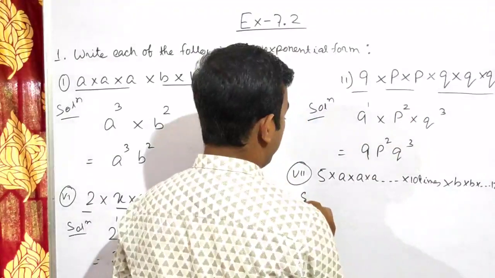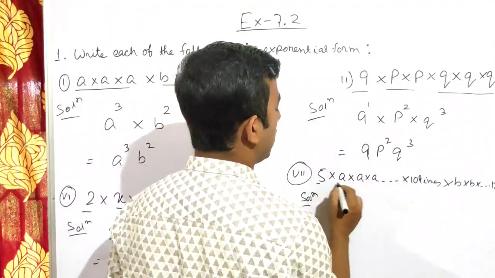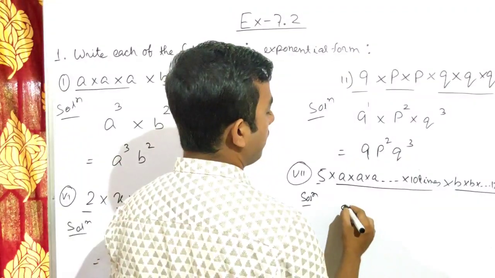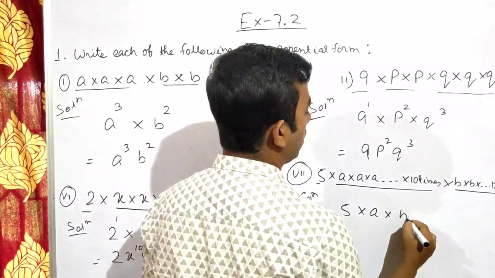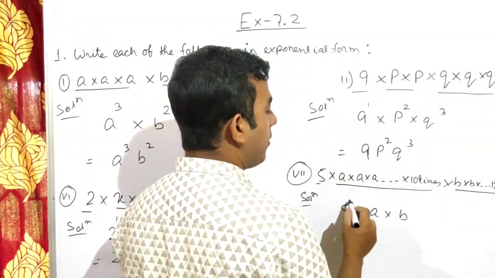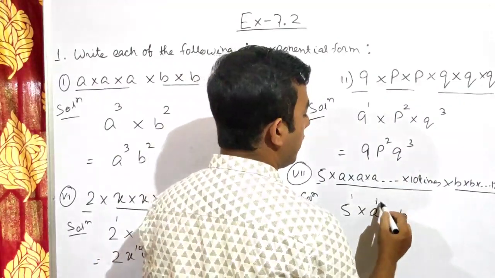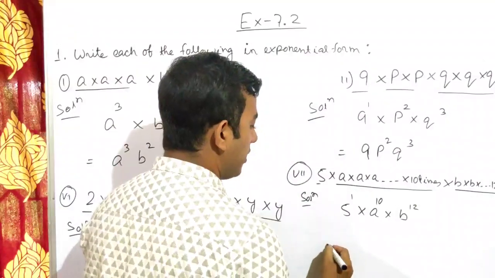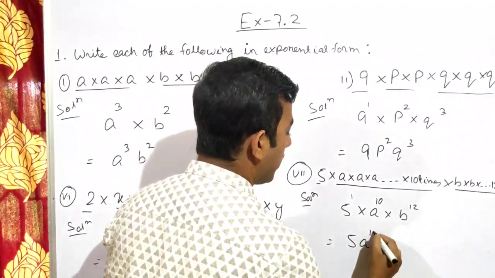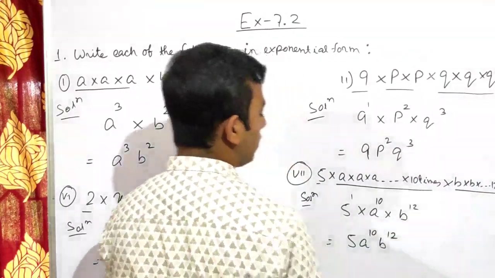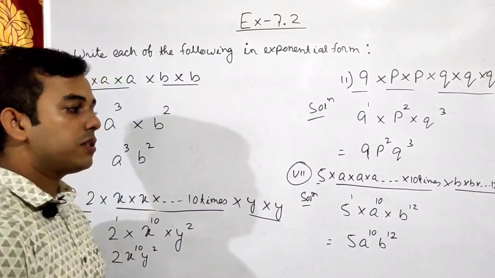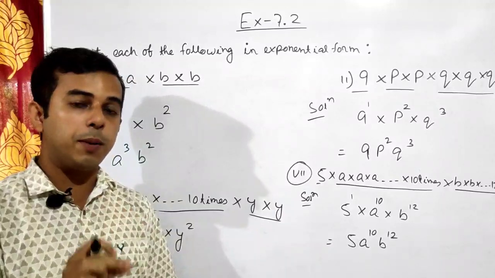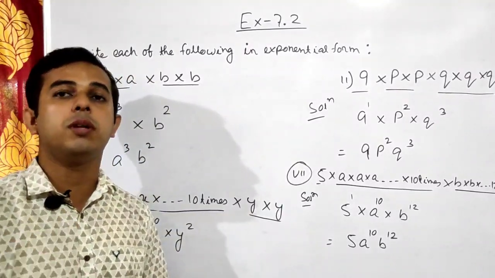Okay, so here which three numbers are multiplied? First one is 5, second one is a 10 times, third one is b 12 times. So first we'll write here 5 into a into b. Here 5 is multiplied how many times? 1 time. A is multiplied how many times? 10 times. B is multiplied how many times? 12 times. Clear? So we'll write it like this: 5 a to the power 10 b to the power 12. I hope this is clear to you, right? How to express a number in the exponential form. Very easy. Just put the number which is multiplied in the base and how many times it is multiplied you put in the power. Clear?